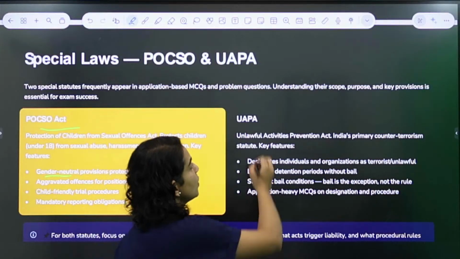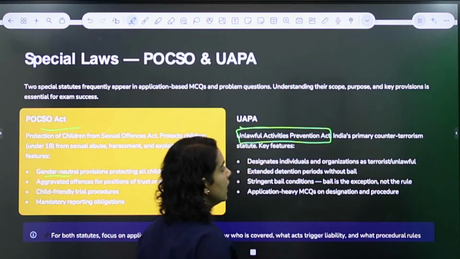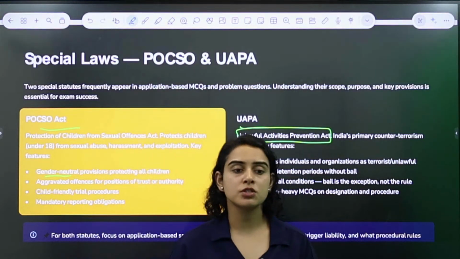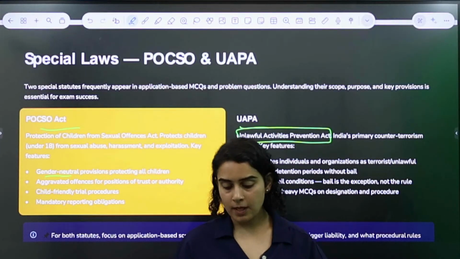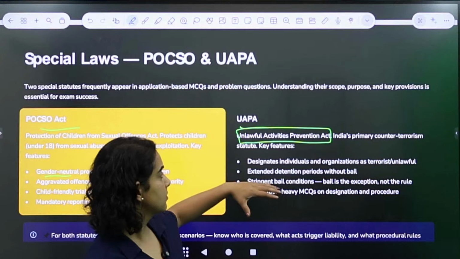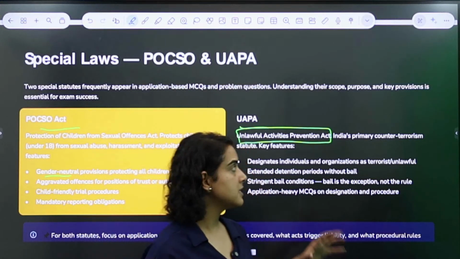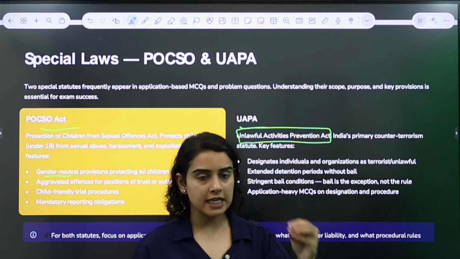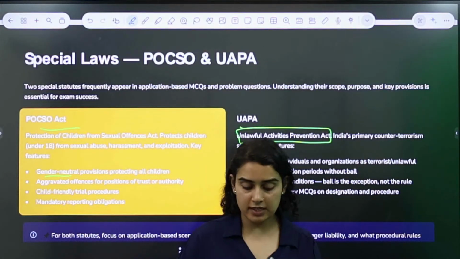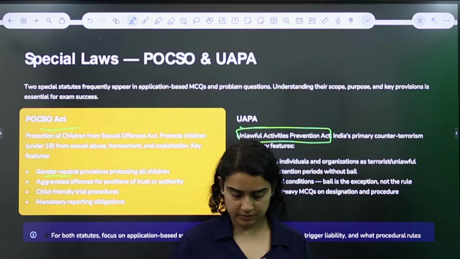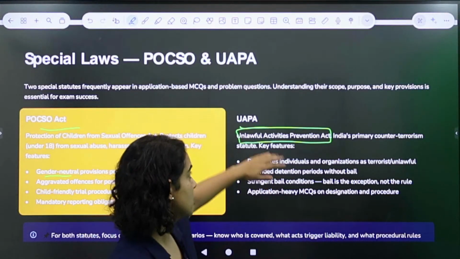Then we have UAPA, Unlawful Activities Prevention Act. Now this is an act which is against terrorism. So if any person or organization is found to be doing anything against the integrity or sovereignty of India, or is trying to cause some sort of terrorism in the country, then they are also punished, right? They are punished under the UAPA Act.